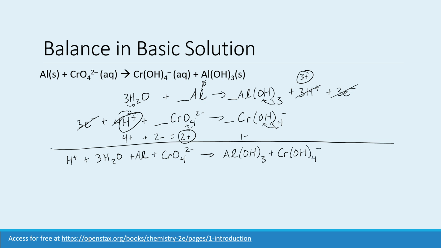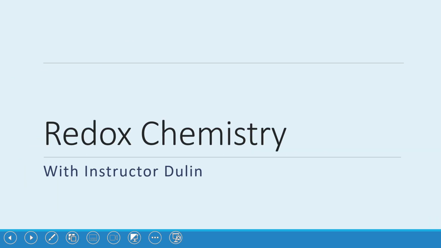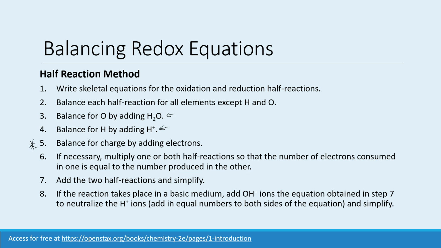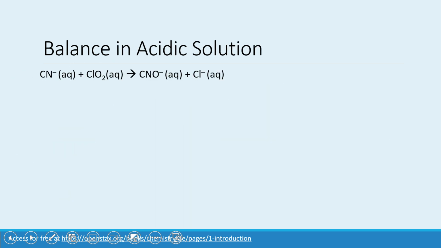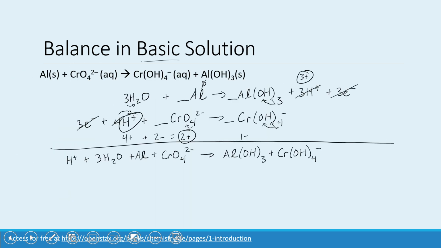Okay. Now, the last step, because we are in basic solution, we have to neutralize those hydrogen ions in a way. So if we go back all the way to our instructions here, right, if the reaction takes place in a basic medium, we're going to add those hydroxide ions to neutralize that H+ ion, and we've got to add it to both sides of the equation. So since I've only got one hydrogen ion on the reactant side, then I'm going to add 1 hydroxide ion to neutralize that, and I have to add it to the other side as well, onto the product side.